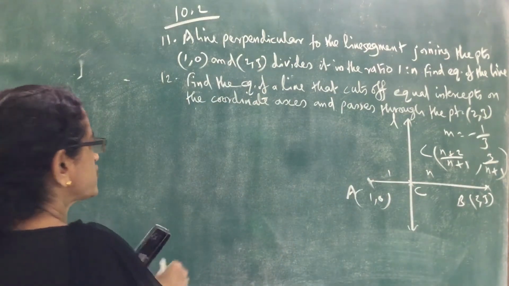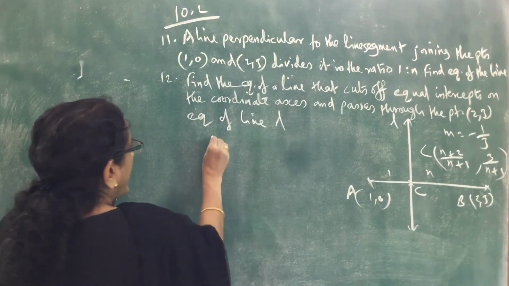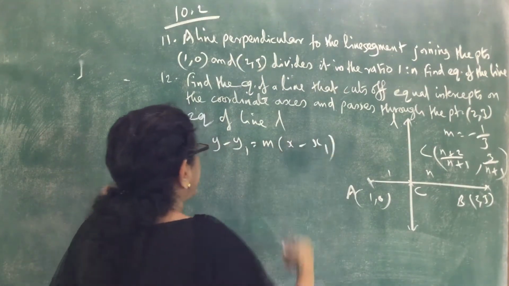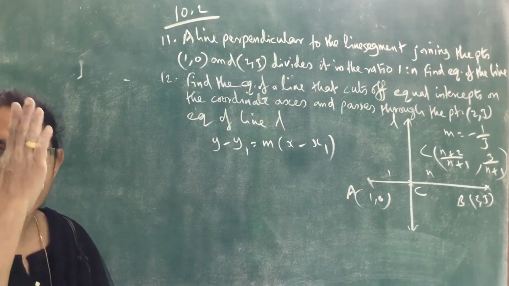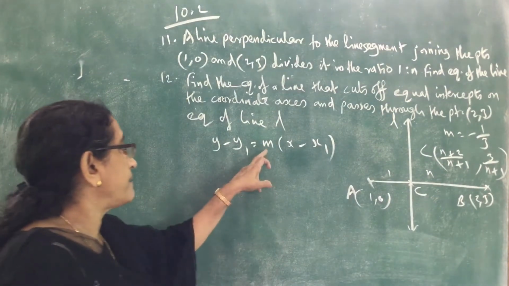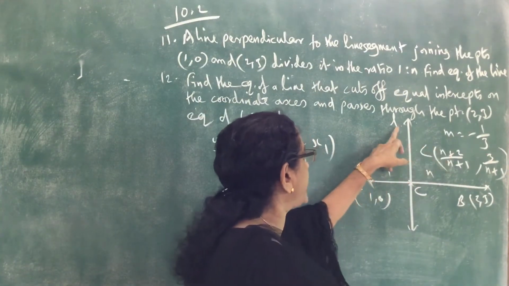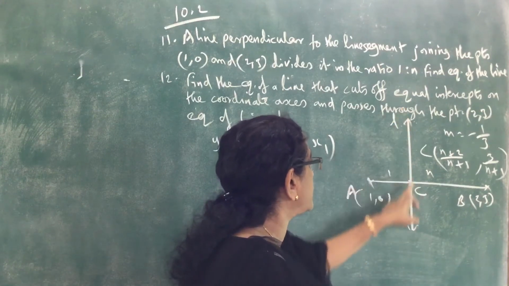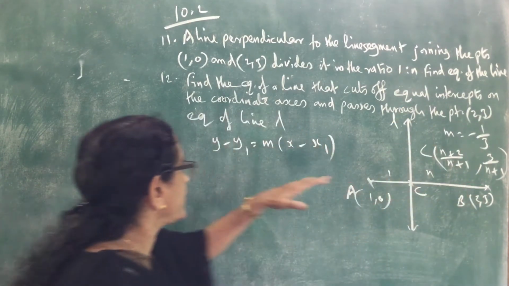Now, the equation of line L. The equation of line L: y minus y1 equals m into x minus x1. That is the point-slope form. We know one point (x1, y1) on the line L and the slope m of the line L. Both we got. The slope of the line L is minus 1 by 3. One point on that line is C, that is (n plus 2 by n plus 1, 3 by n plus 1). So we can substitute here.